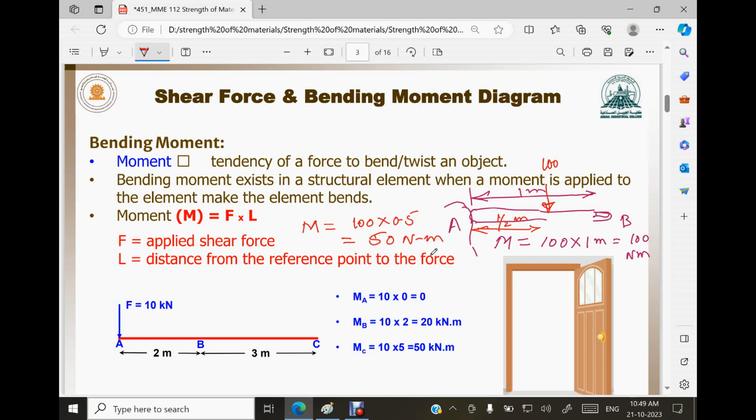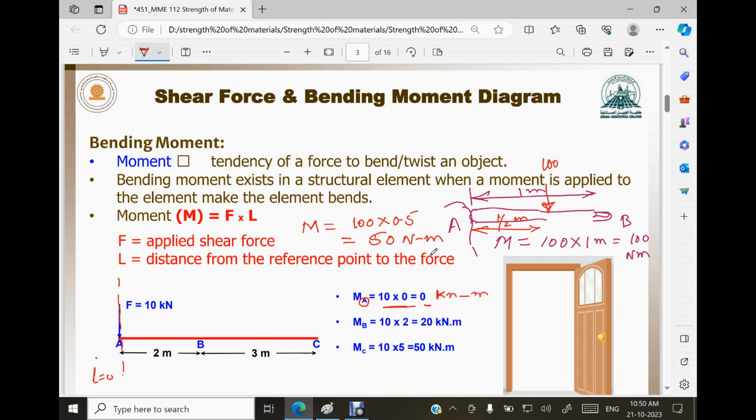Now let us come to this picture. If I want MA, what actually is MA? MA is the bending moment at point A. My reference is also this only, which means the distance L is 0 over here. So the bending moment is nothing but 10 multiplied by 0, that is 0 kilonewton meter.